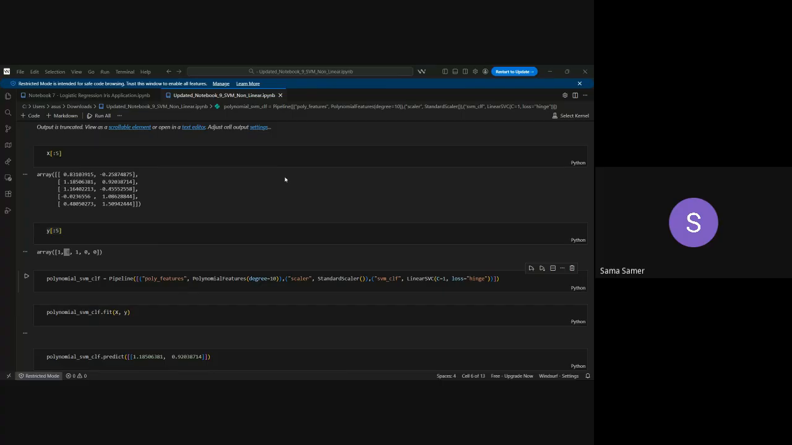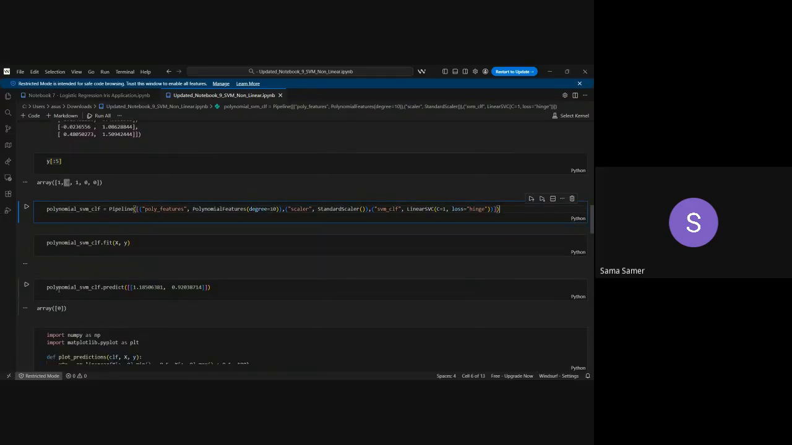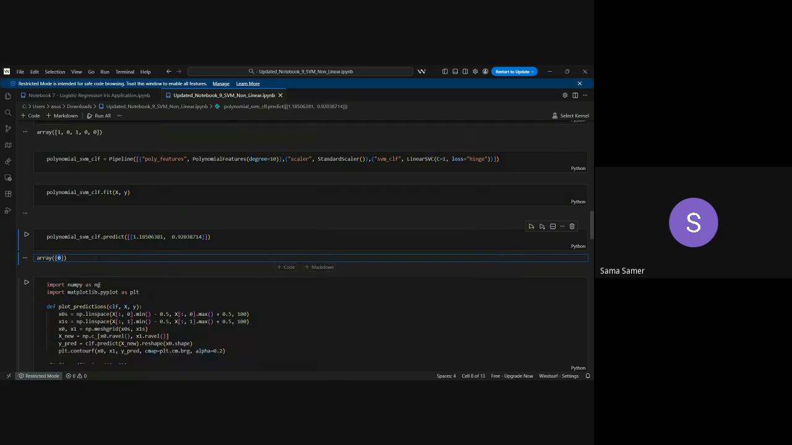So the question here: why didn't we use the RBF kernel? This approach explicitly transforms the features, then applies a linear SVM. The difference is that we do explicit polynomial feature mapping, whereas the kernel trick does it implicitly during training, without an explicit transformation. Then we fit our model and predict on this data, and the answer is a class of 0.